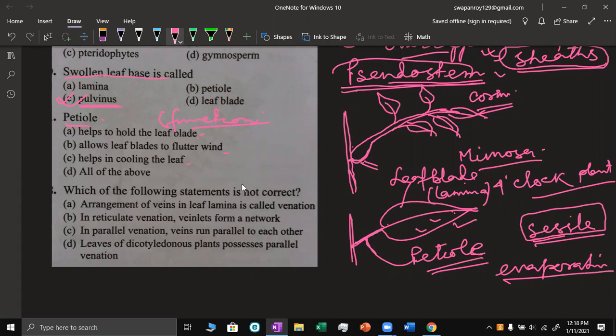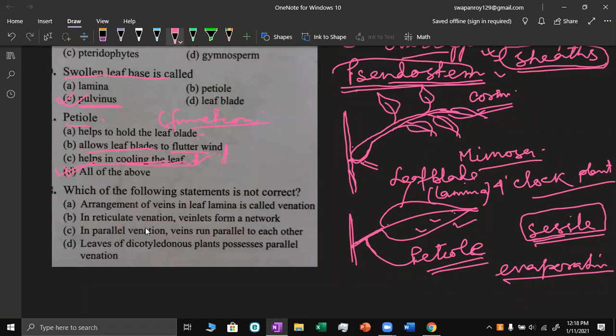So for cooling, actually these two sentences are partial on their own. Together they complete the thing: allow the leaf blade to flutter in wind, and that helps cooling the leaf. In this question they have made two portions, but together it is one complete sentence. All of the above, so all these things are correct. So our answer is all of the above.